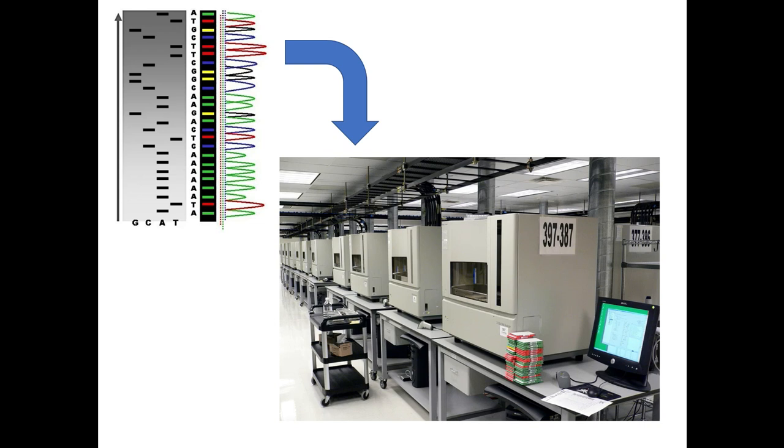Understand? And with the help of these machines, you can determine the sequence of 96 samples at a time, or maybe 384 samples at a time, depending on which kind of plate you are using. So initially, when Sanger's method was performed by people, it was a totally manual process, and it took a lot of time to determine a small DNA sequence. But with the help of these automated DNA sequencing machines, scientists are now able to determine a large amount of DNA sequence in a smaller amount of time.